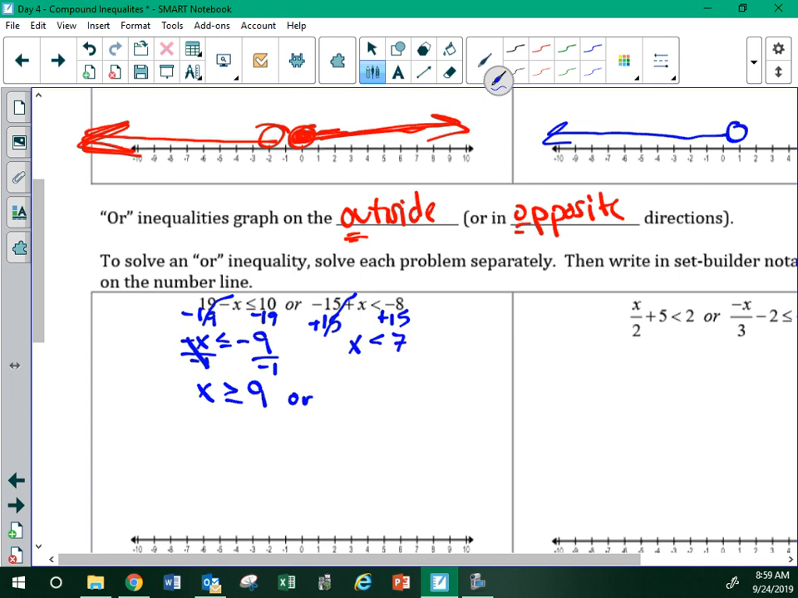All right, so I'm going to start listing down here. So our answers are x is greater than or equal to 9 or x is less than 7. So there's two chunks of our number line that it could be in. Now it says to write it in set builder notation, so let's go ahead and practice that. Remember set builder notation, we just draw a squiggle, x, vertical bar, and then we just list what we found for our solutions.